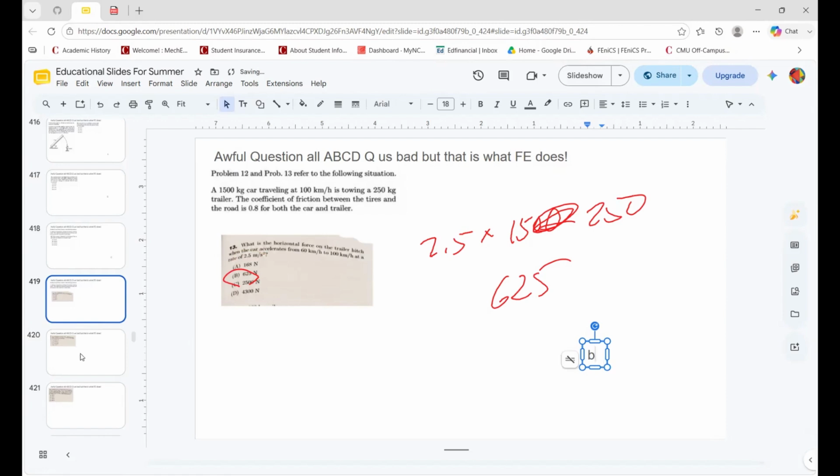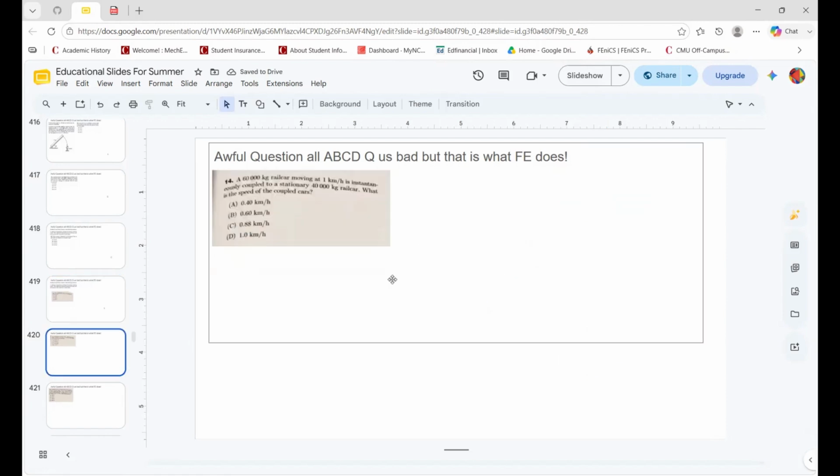Okay, that's B. All right, 14. Now, this is a 60,000 kilogram rail car moves at 1 meter per second in instantaneous coupling with a stationary 70,000 kilograms. What's the speed of the coupled car? Oh, really interesting. Let me check the wording of this original piece. This is question 14 because I don't really believe it. Oh my God, the wording in here is awful. So the reason I say it's awful is because it doesn't explain what's going on. A 60,000 kilogram rail car moves at 1 kilometer per hour and is instantly coupled to a stationary 70,000.